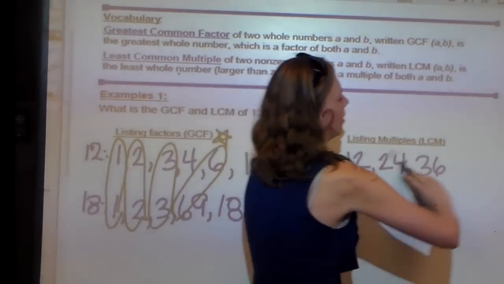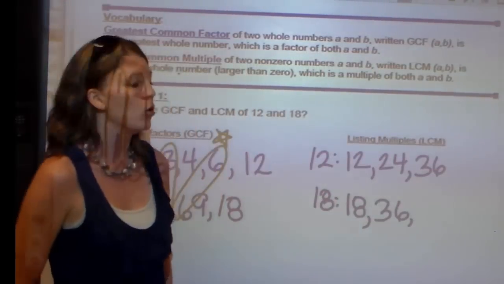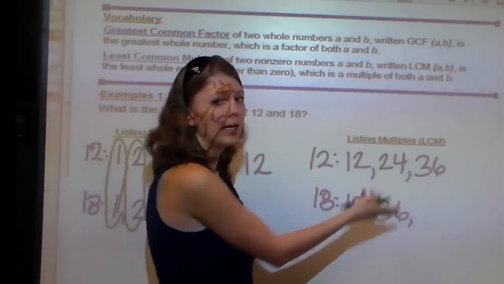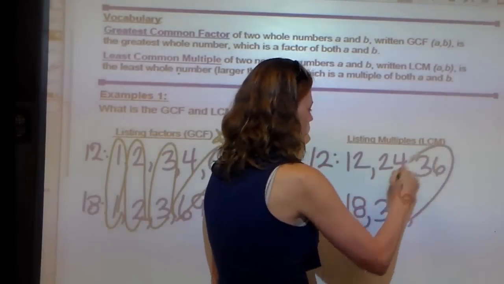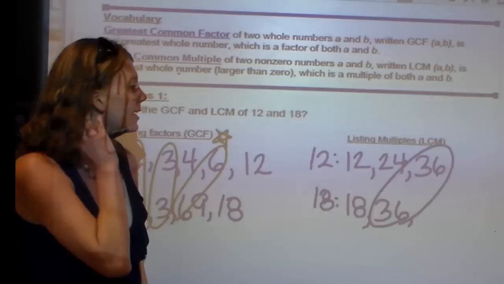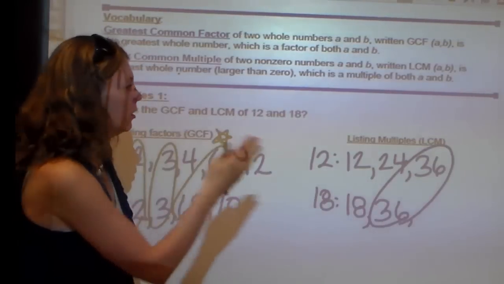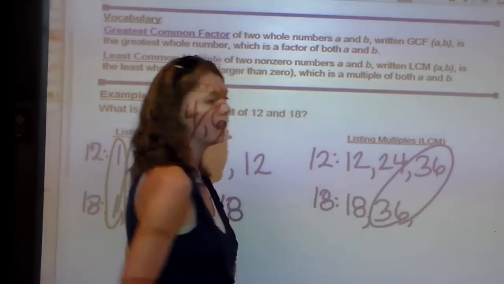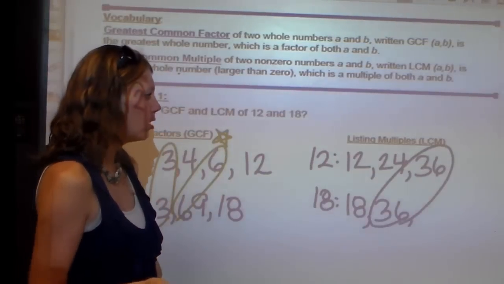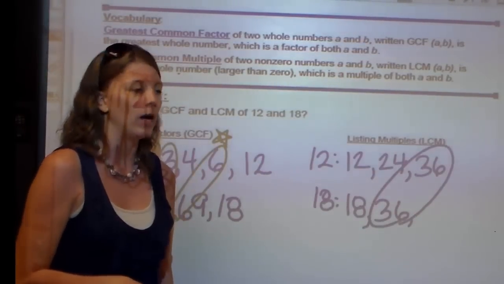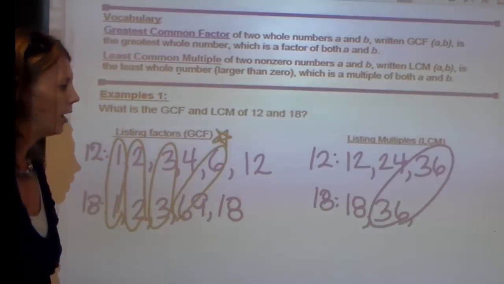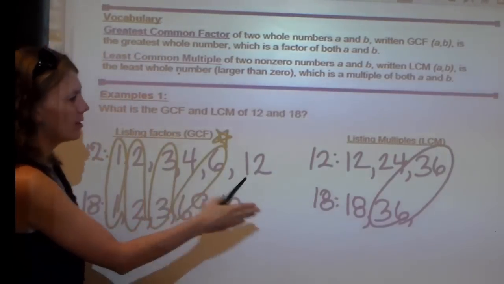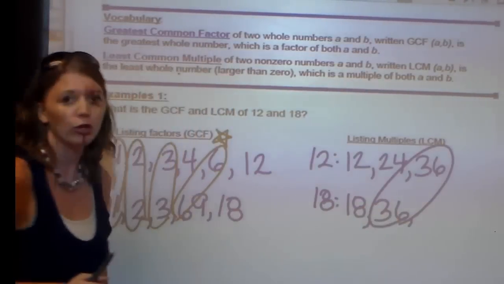That way I don't have 10 multiples of 12 when I really only needed 3, and then I needed 2 there. So here, 36 was our first common multiple, and that's the least of the common multiples. There would be more, but you want the least common, the smallest number that they both have in common. So the GCF is 6, the LCM is 36.